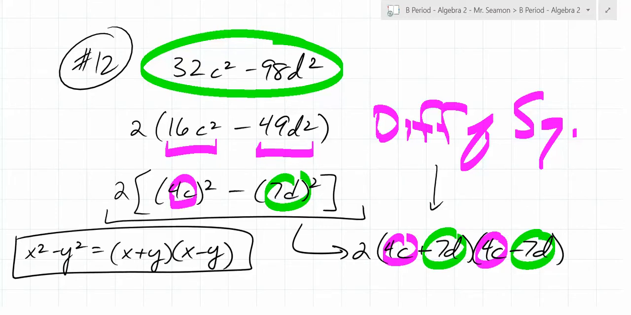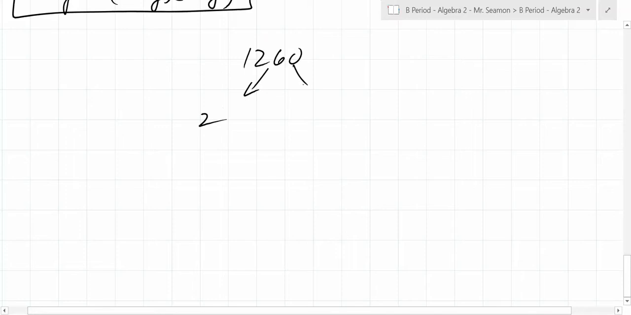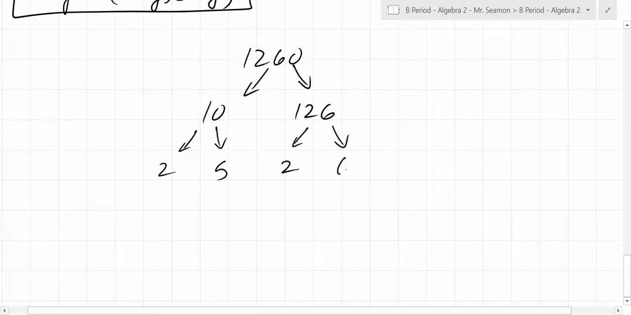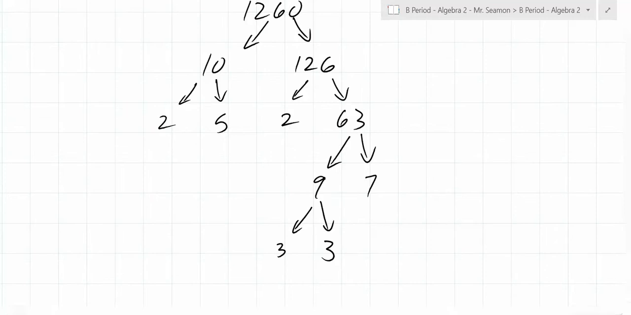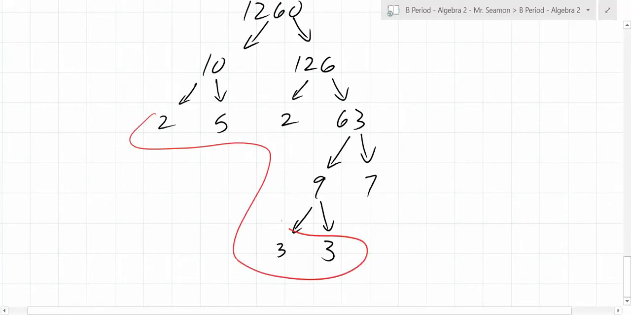If I had this one, I'd pull out a 2 first. Actually, you could pull out something better. How about 10? You get 126. You can, yeah. And then you can pull out a 2, and that's a 5, right? And this is 2, 63, right? And what's 63? 9 and 7. And what's 9? 3 and 3. So then once you're done, what do you look at? The numbers on the bottom.